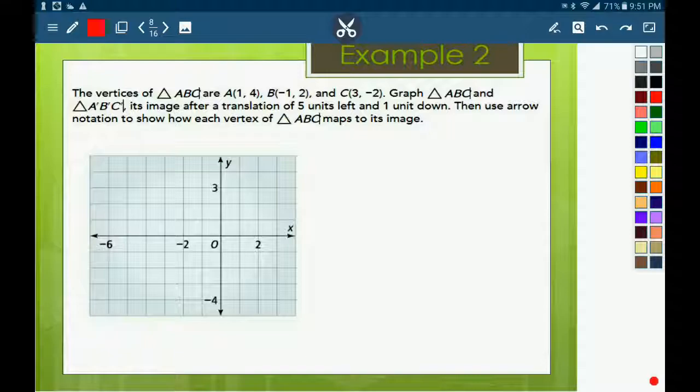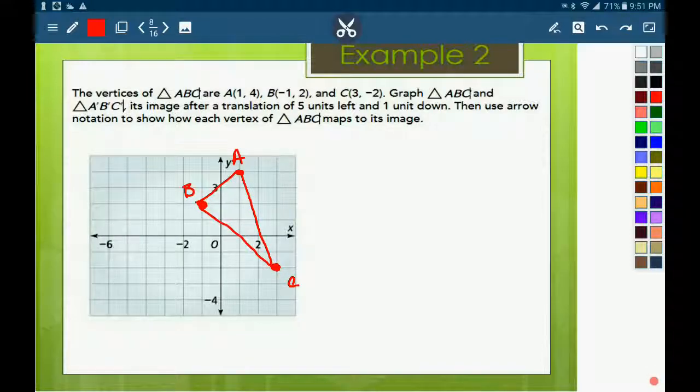Again, look left and right first, then up and down. A is at (1, 4), so that's right there. Make sure you label. B is at (-1, 2), right there. And C is at (3, -2), right there. Connect your dots so that you can see the triangle.